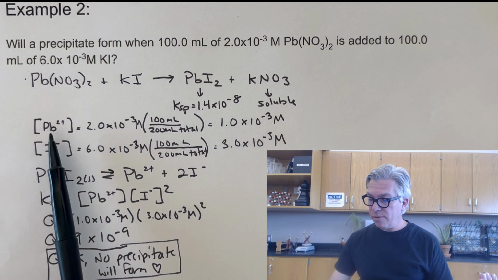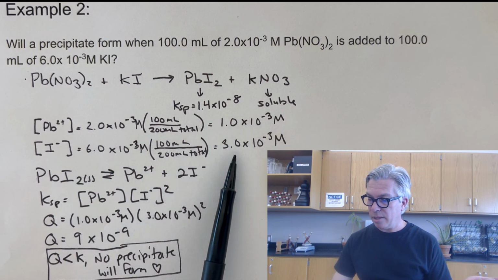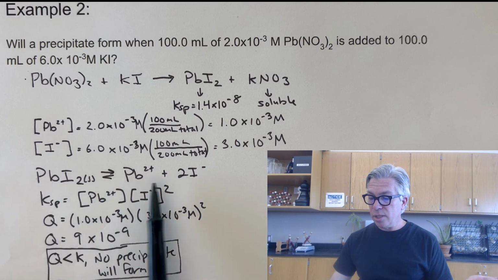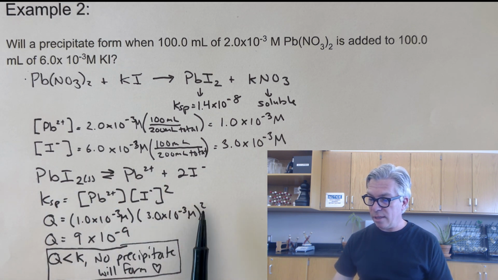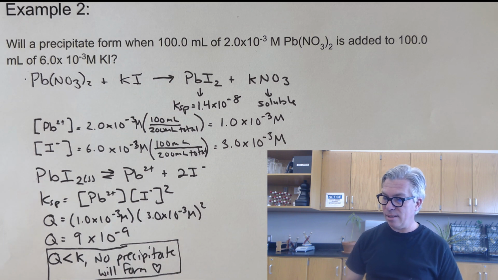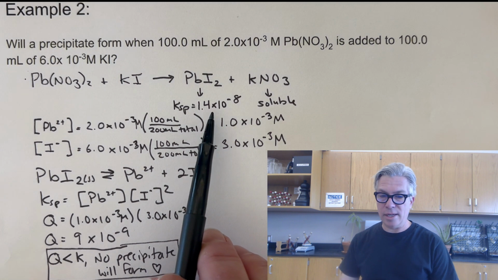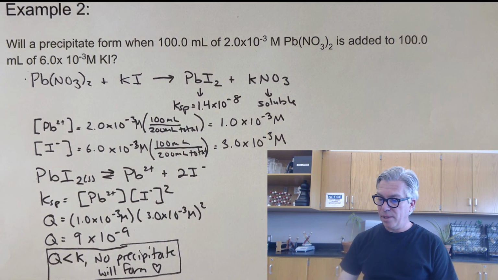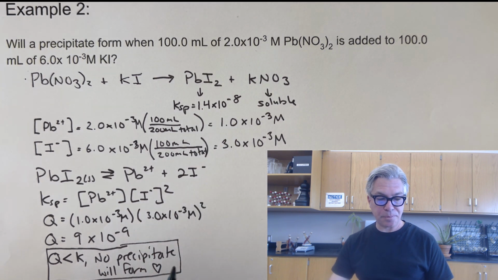I did my dilution factors just like before and got my new concentrations, 1 and 3 times 10 to the minus third. Wrote out my dissociation equation, my KSP expression, plugged in my values, and got a Q value of 9 times 10 to the minus ninth, which is smaller, again, than the KSP value. So again, no precipitate will form. If this number ended up being higher than that, you would have a precipitate forming.